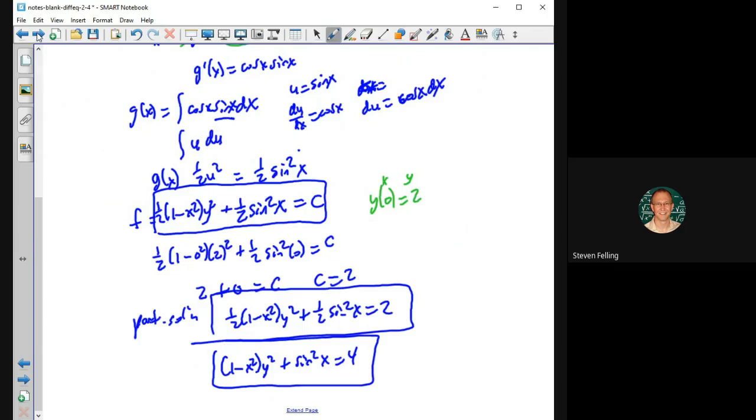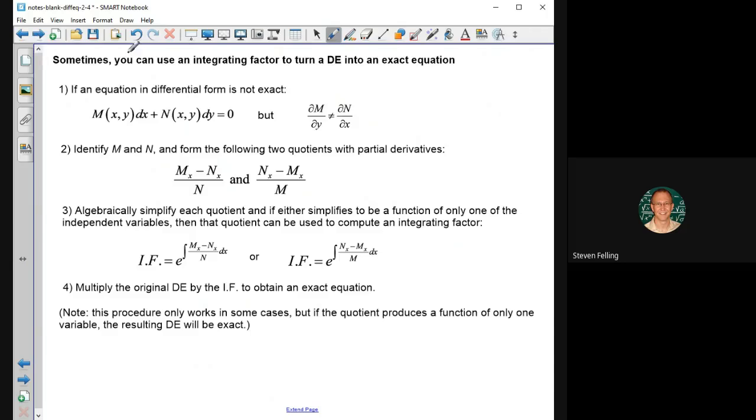All right, and one last example to wrap this up. Sometimes you can use an integrating factor to turn a differential equation into an exact equation. Now this one is a little trickier and derived in the book. If an equation is in a differential form, but that's not exact, so you go through the rearrangement process and you find that these partial derivatives are not equal, then you can identify m and n in the form of the following two quotients with partial derivatives.